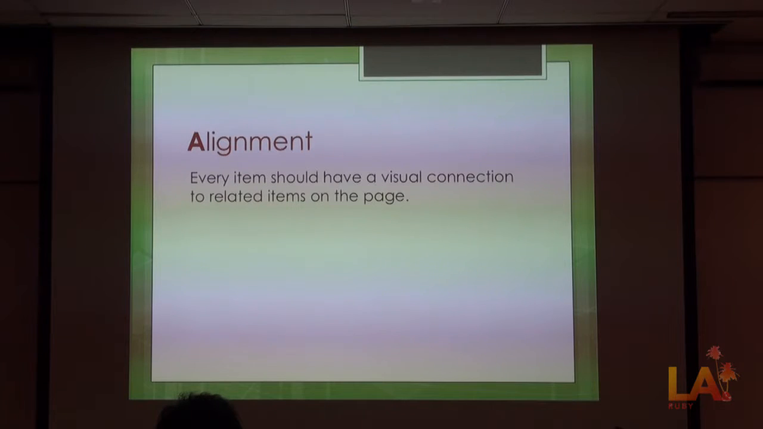So the second principle is alignment. Every item should have a visual connection to related items on the page. In the same way that you should group related items together, you should align items. Nothing on the page should ever be put arbitrarily. Don't let your data just come out like text and wrap around. Make sure it lines up with grid lines for everything you do on the page.